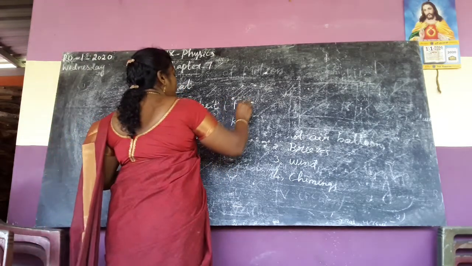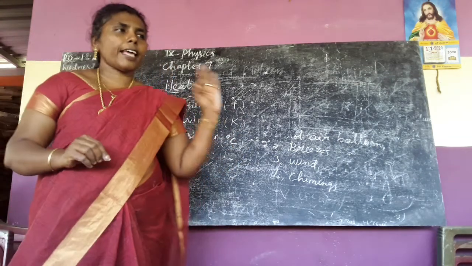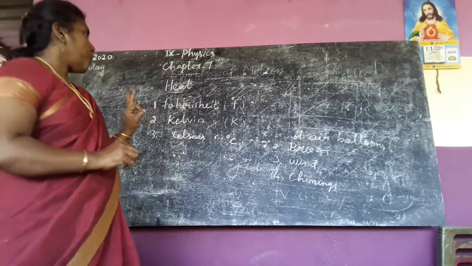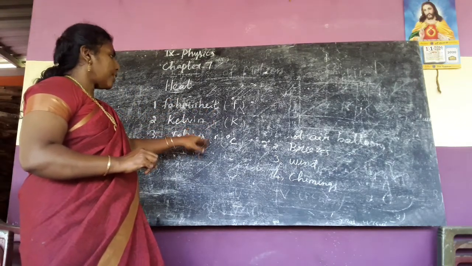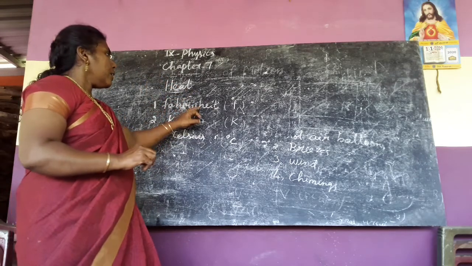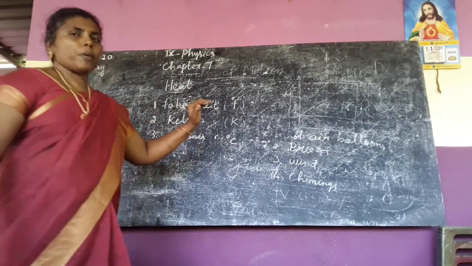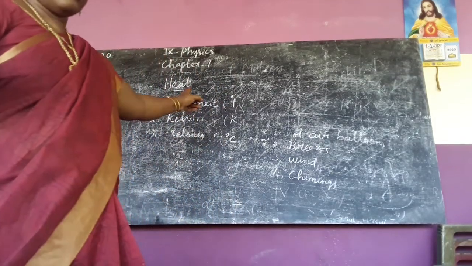So here see Fahrenheit, Kelvin and Celsius. What are the different scales used to find temperature? Fahrenheit, Kelvin, Celsius. Kelvin alone does not take the word degree, but Fahrenheit and Celsius will mention degree. Now we can see the picture.